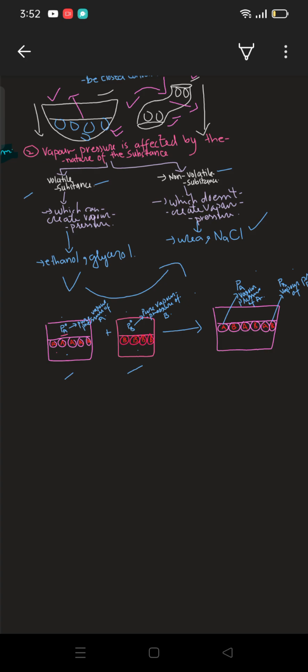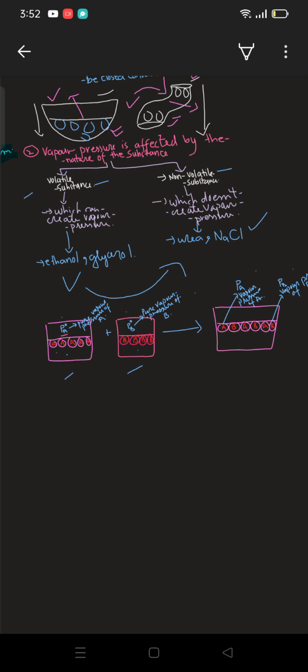We differentiated them both. So what were volatile substances? Volatile substances are those which can create vapor pressure, right? They have an ability to create vapor pressure, and we have seen examples as well. Ethanol and glycerol are the best examples of volatile substances, right? If I take ethanol or glycerol, they have the ability to create vapor pressure, right?